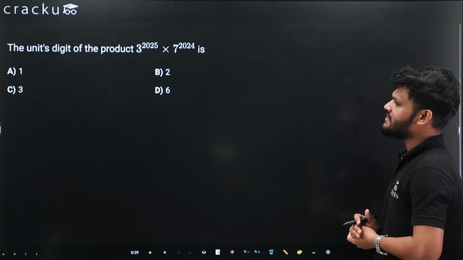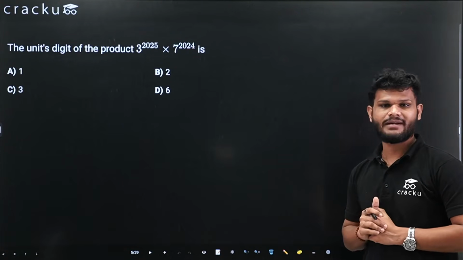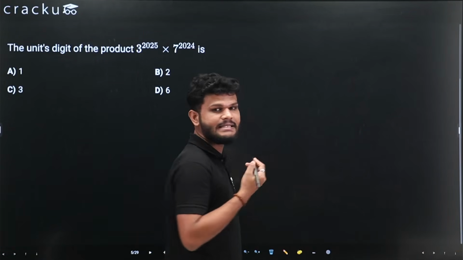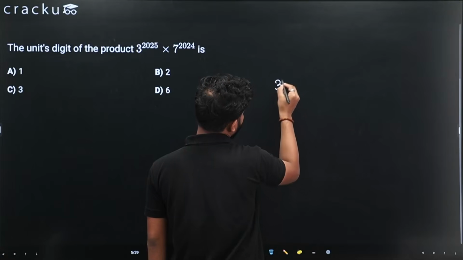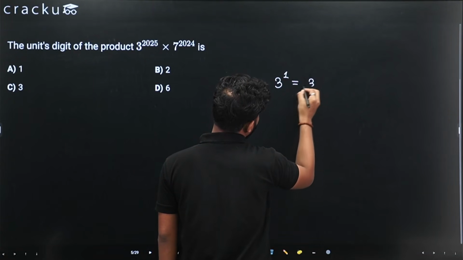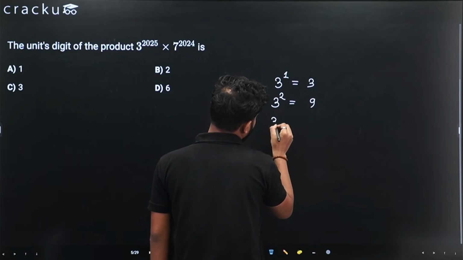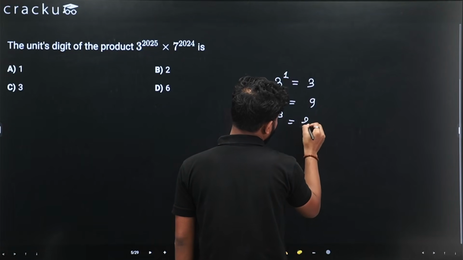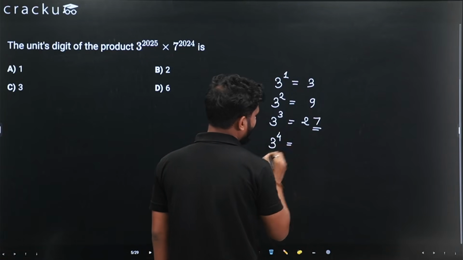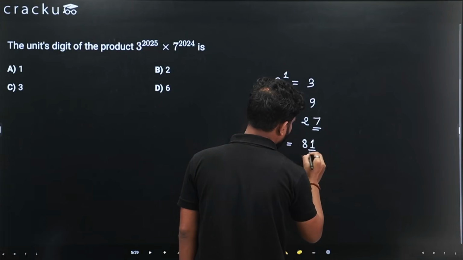In this question we are asked the units digit of the product 3 raised to 2025 into 7 raised to 2024. If you see the cyclicity of 3, 3 raised to 1, the unit digit is 3. 3 raised to 2, the unit digit is 9. 3 raised to 3 is 27, the unit digit is 7. 3 raised to 4, the unit digit is 1.